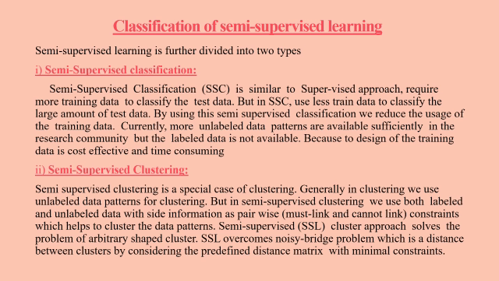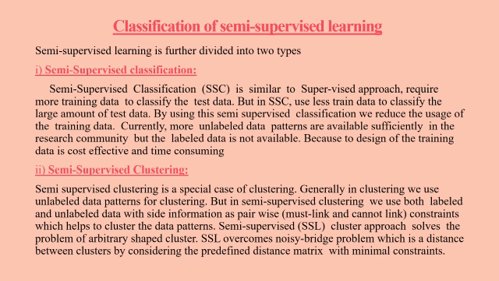Semi-supervised learning is further divided into two types. The first one is semi-supervised classification. Semi-supervised classification is similar to the supervised approach, which requires more training data to classify the test data. But in semi-supervised classification, we use less training data to classify the large amount of test data. By using this, we reduce the usage of the training data.